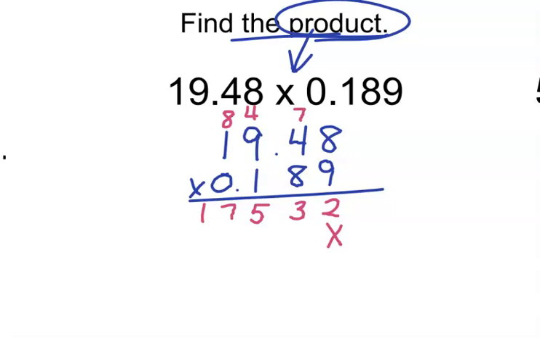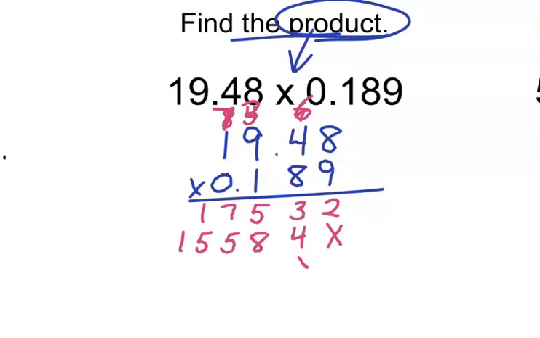And we'll do the 8s. 8 times 8 is 64. So the 6 goes there, the 4 goes there. 8 times 4 is 32. Plus 6 more is 38. So we'll put the 3 there, the 8 there. 9 times 8 is 72. Plus 3 more is 75. 7 there, the 5 there. 8 times 1 is 8. Plus 7 is 15.